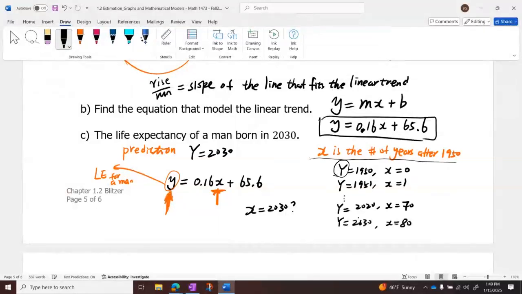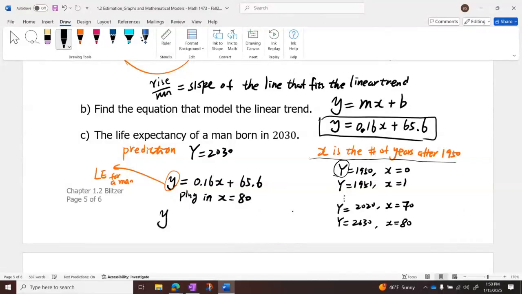Okay, x here in the model is not the year. It is the number of years after 1950. So 2030 is 80 years after 1950. So x should be 80, not 2030, okay? We do not plug in x equals 2030. We should just plug in x equals 80.